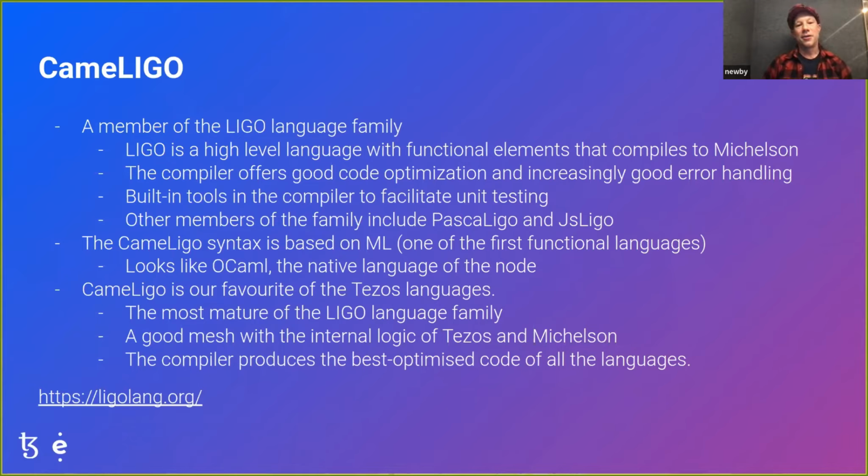The fact that it looks like OCaml, which is the node's native language, is probably related to the fact that it's the most mature of the LIGOs. It's a natural fit for Tezos programming, in our opinion, to use an ML family language. And lastly, but actually not leastly, the compiler produces the best optimized code of the Tezos smart contract programming languages. So your contract will run more cheaply, which is always a plus.